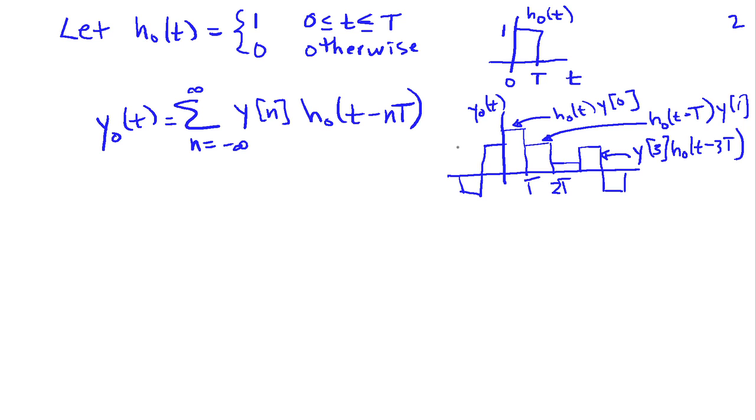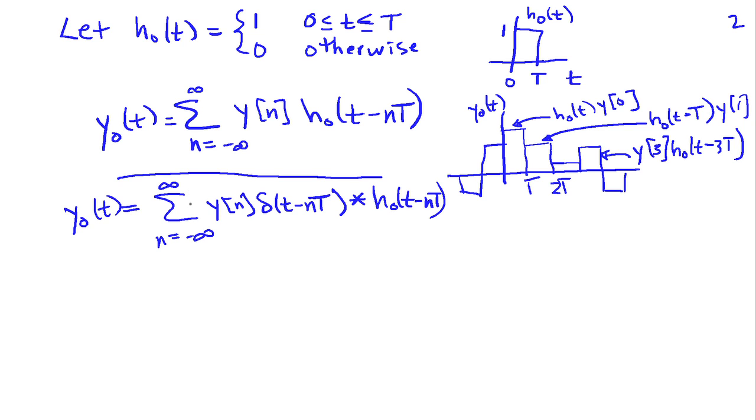Now, to analyze this, we're going to write this expression in a slightly different format, and that is we're going to recall that I can shift a function to a certain time by convolving it with an impulse. So this expression becomes y0 of t will be the sum from n equals minus infinity to infinity of y of n times the impulse shifted to time nT convolved with h0 of t.